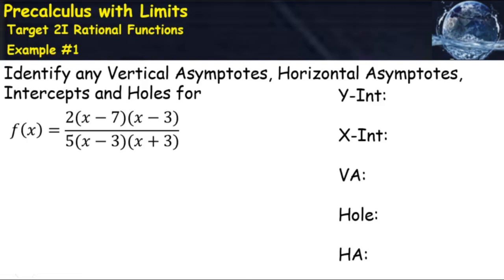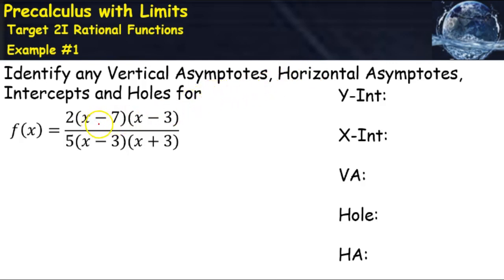Okay, this is the pre-calculus target 2i rational functions retake video. So here we just have to remember some rules. We need to find the y-intercept, the x-intercept, the vertical asymptote, the hole, and the horizontal asymptote. So why don't we start with the y-intercept?